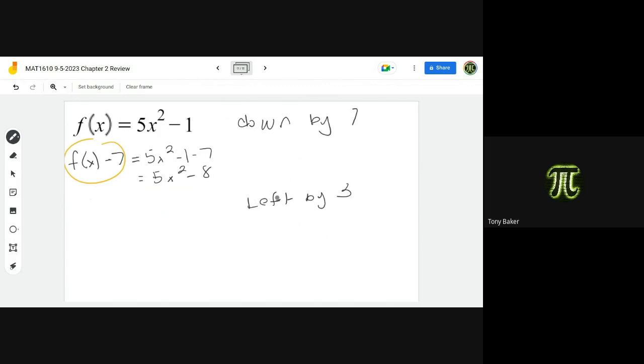Makes your life a little bit easier, especially if I wanted to do left by 3. So how does left by 3 manifest itself? It's going to be what? Plus 3, right? And is it inside the parentheses or outside the parentheses? Inside. So this is going to be x plus 3. Which means my x changes, not my outside.